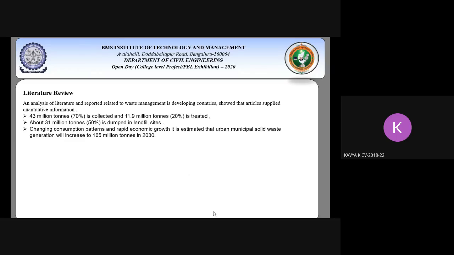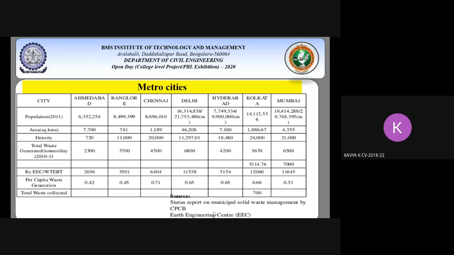This is a table of total solid waste generated in metro cities in the year 2010-11. We will take the example of Bangalore city. In Bangalore city, the population is about 8 crores, the area is 741, and the density is around 11,000. The total waste generated in a day is 3,700 tons, and the per capita waste generated is 0.45. The next part will be continued by Darshita.